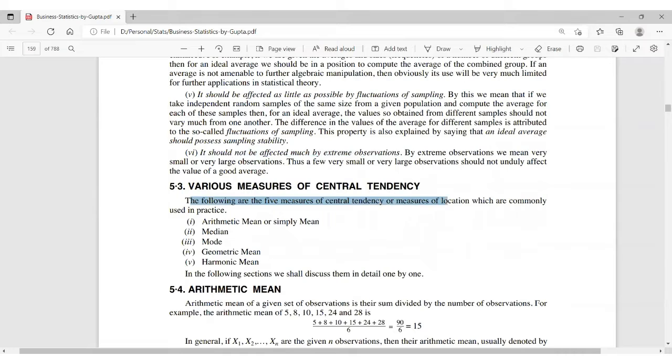Now, the various methods of this: there are five measures. First is the arithmetic mean, or simply the mean. Second, median.